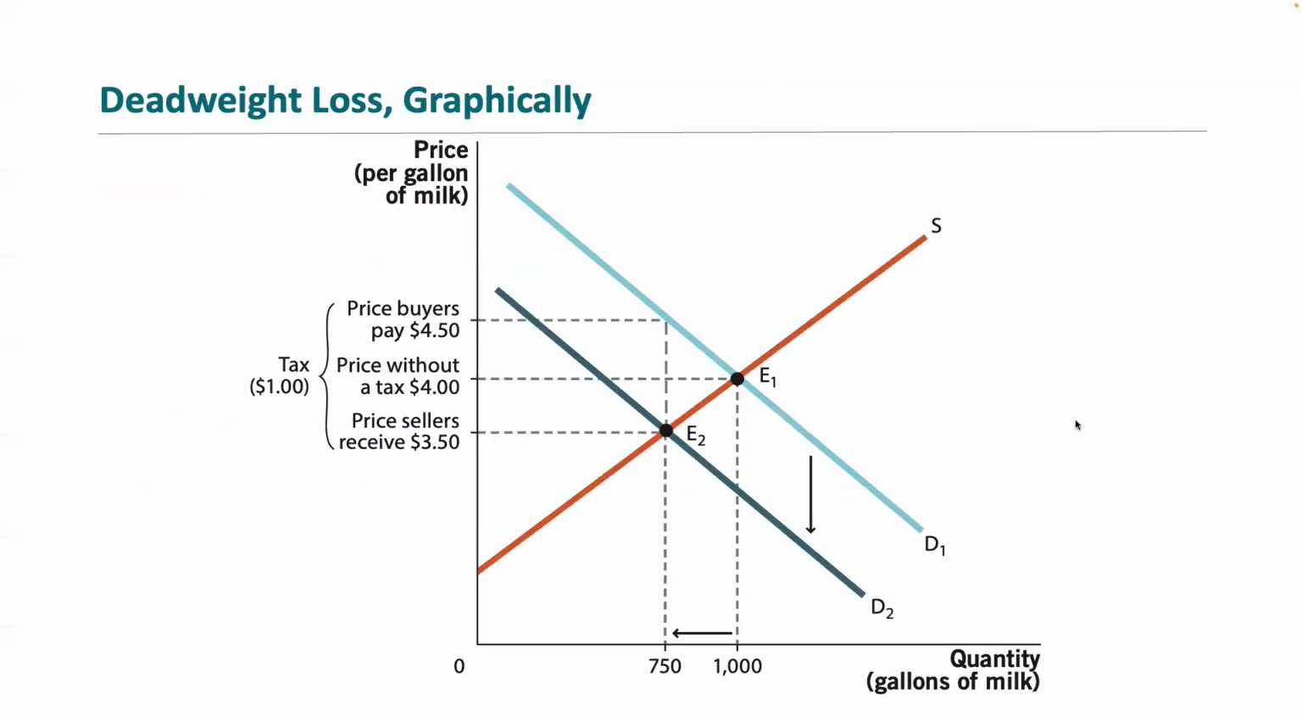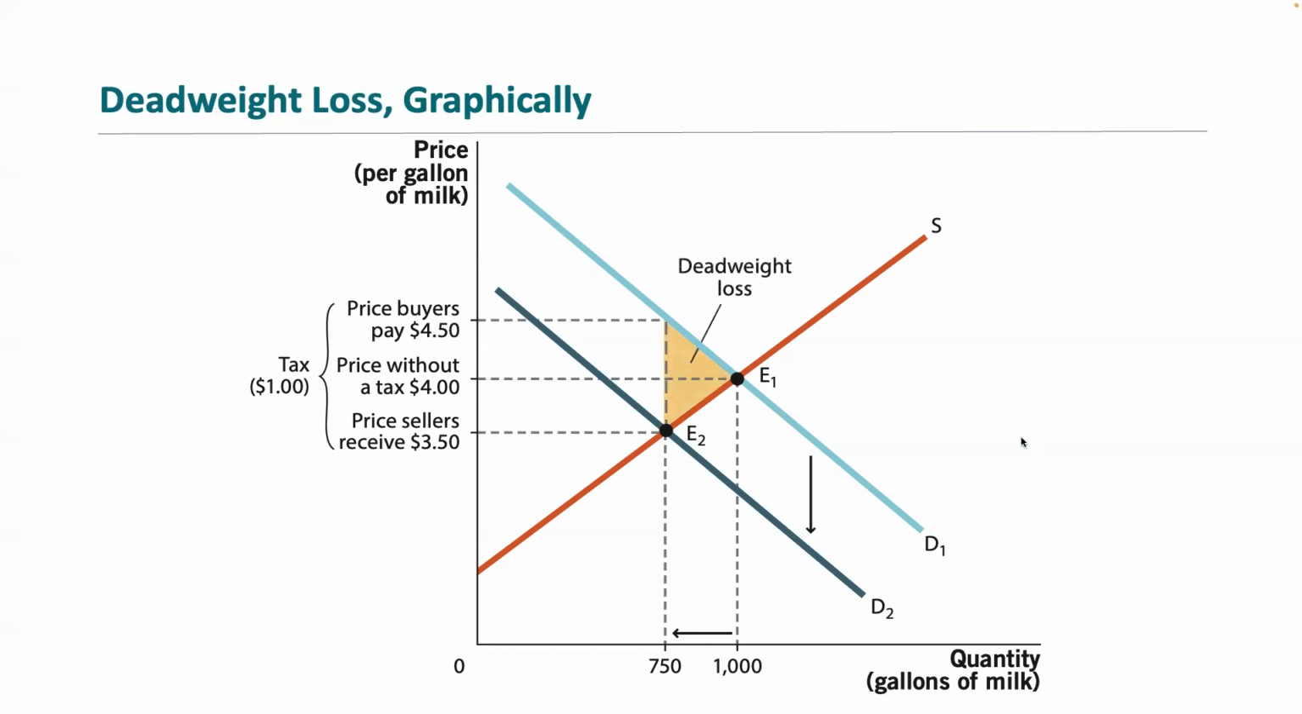To show this graphically, we have our supply curve, we have our two demand curves, D1 and D2, and we're looking at the price and the quantity in milk. Our price without the tax was $4. That was our equilibrium price. But our new price is going to go up because of that tax. So we move down to E2. This is the new equilibrium. And we can see here that our quantity has shifted back to only 750,000 gallons, because that's what the market would be demanding at point E2.